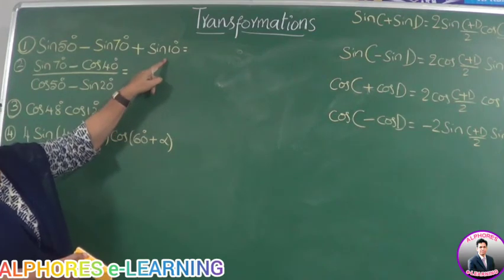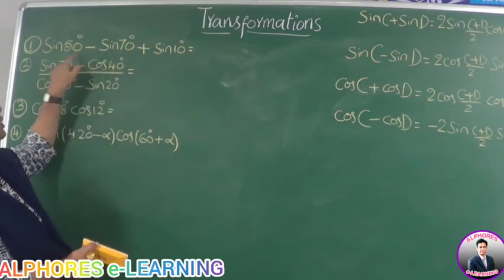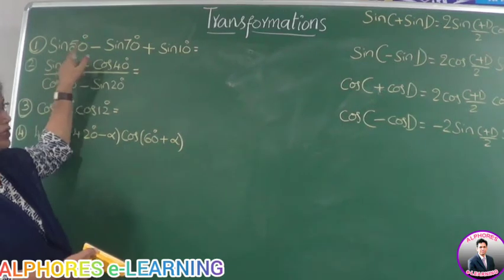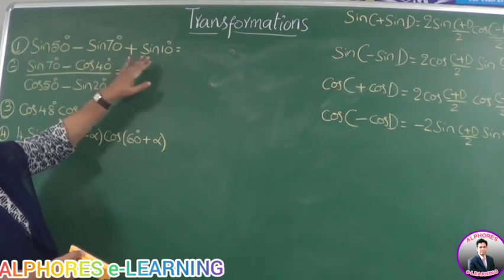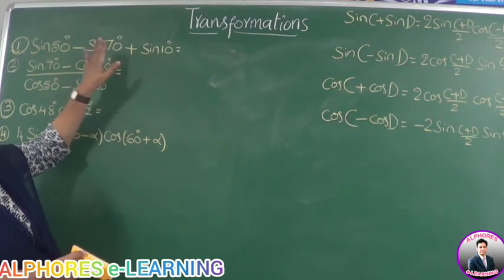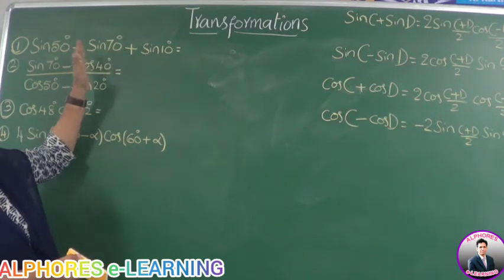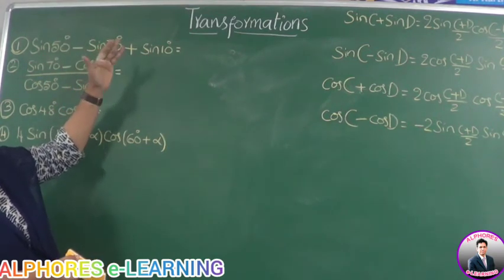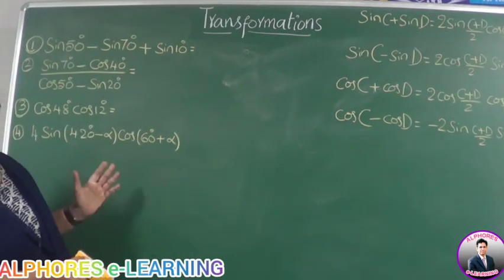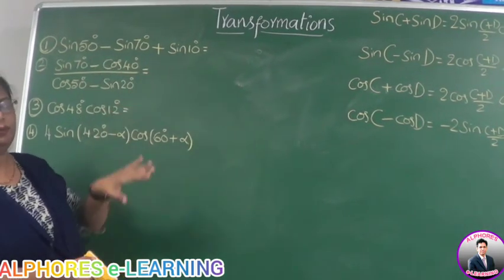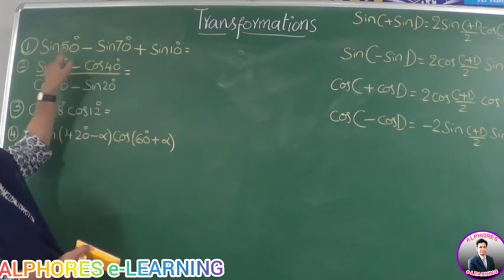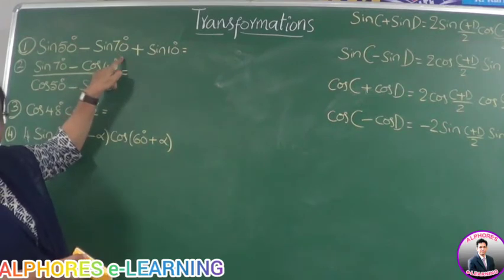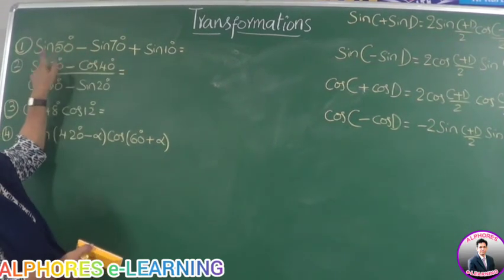Earlier we have done these model problems by writing 50 as 60 minus 10 and this one as 60 plus 10. But we don't have a formula for sin 60 plus theta plus sin 60 minus theta. We have the formula for the product but not for the sum. Therefore here you can make use of 60 minus 10 and 60 plus 10. Understand? That is one of the ways.